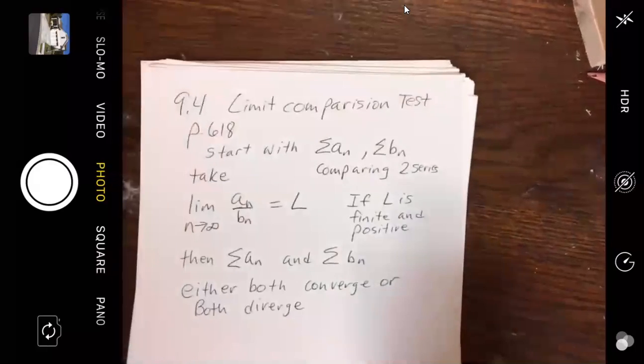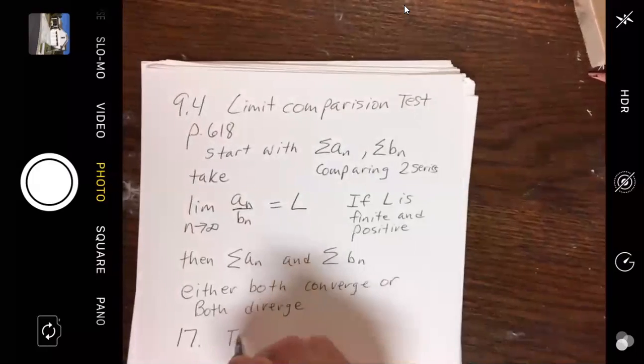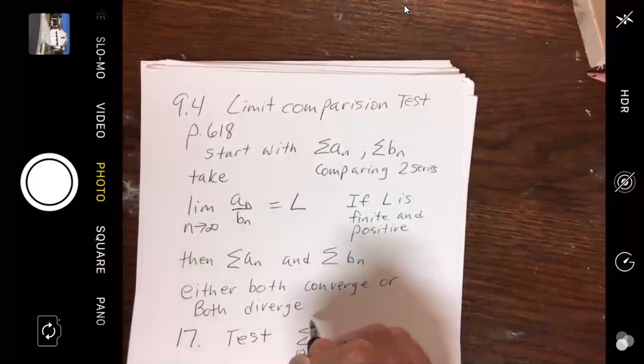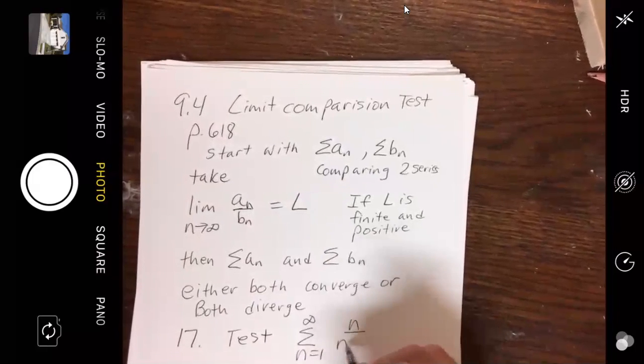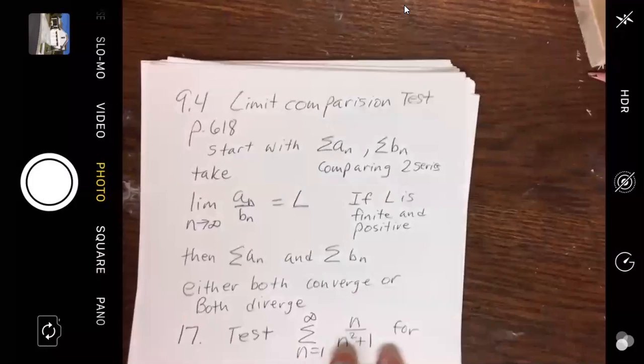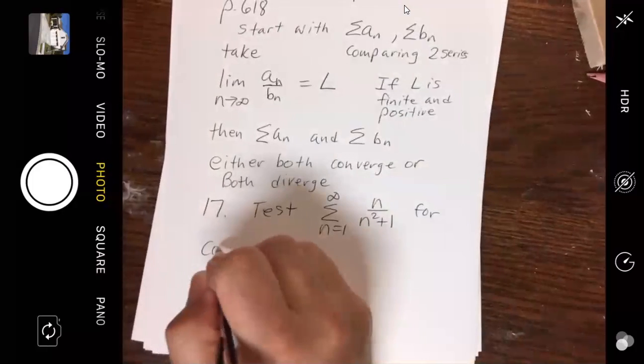Let me start in with the first limit comparison, 17. Test the summation n equals 1 to infinity of n over n squared plus 1 for convergence or divergence.